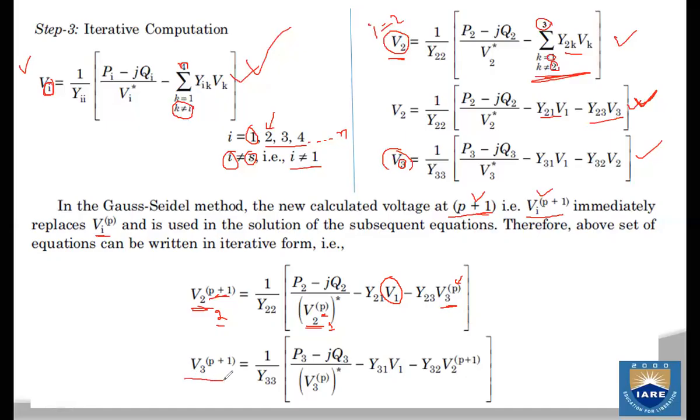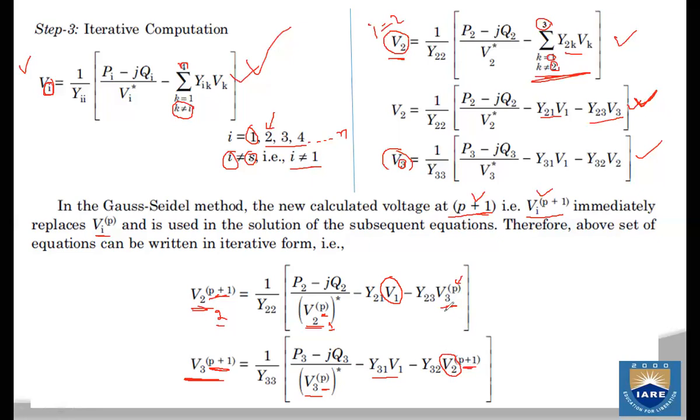In a similar way, suppose you want to calculate V3 in the (p+1)th iteration. Then this value is equal to 1 by Y33 into (P3 minus jQ3) by V3 in the pth iteration conjugate, minus Y31 V1, where V1 is the same as it is the slack bus voltage, minus Y32 V2, and for this V2 you have to take the (p+1)th iteration value, not the pth iteration value.